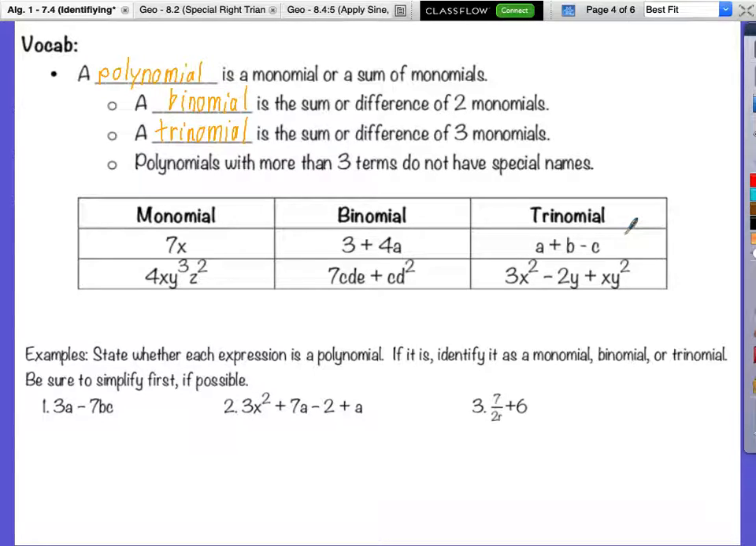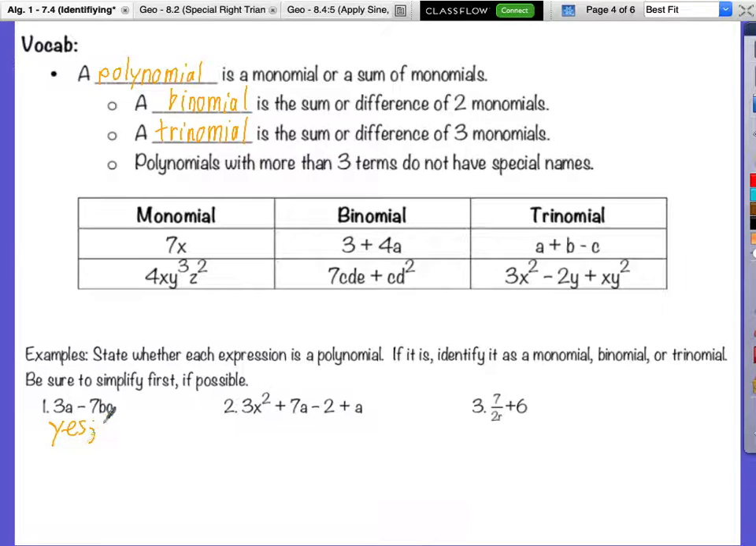So we look at number 1 here. 3a minus 7bc. Is there anything that makes this not a polynomial? Well, the thing that makes it not a polynomial is a variable in the bottom. Is there a variable in the bottom? No. So, first of all, yes, it is a polynomial.